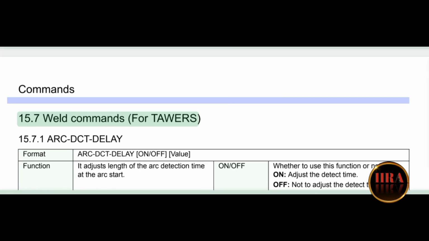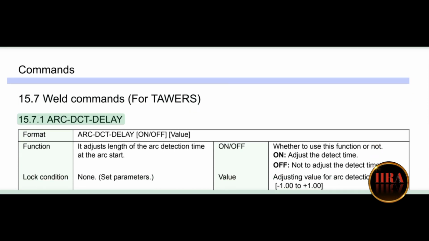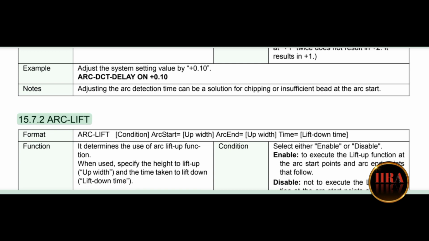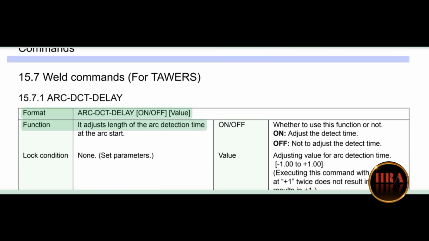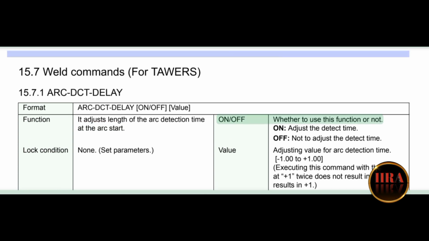15.7 Weld commands for TAWERS. 15.7.1 ARC-DCT-DELAY. 15.7.2 ARC-LIFT. Format: ARC-DCT-DELAY, on/off, value. Function: it adjusts the length of the arc detection time at the arc start. On/off: whether to use this function or not.